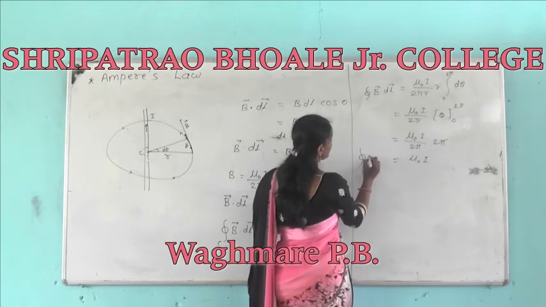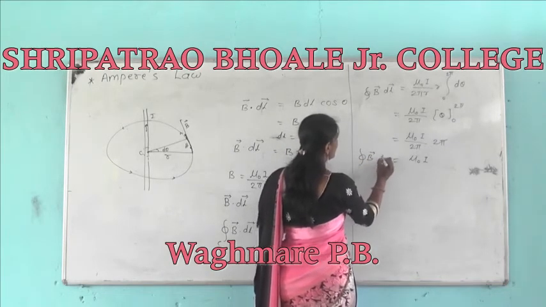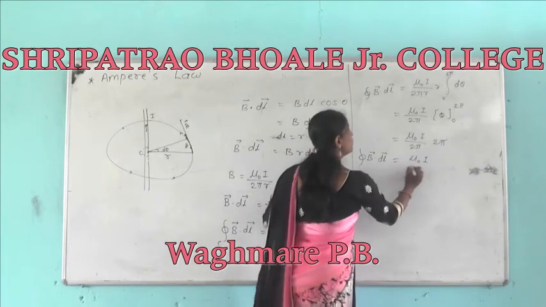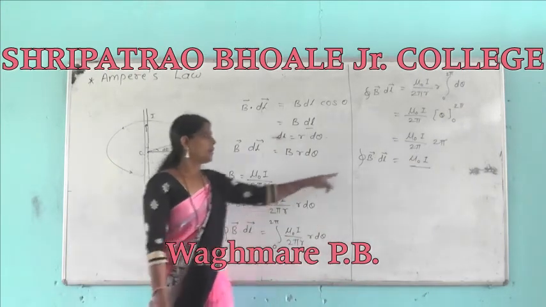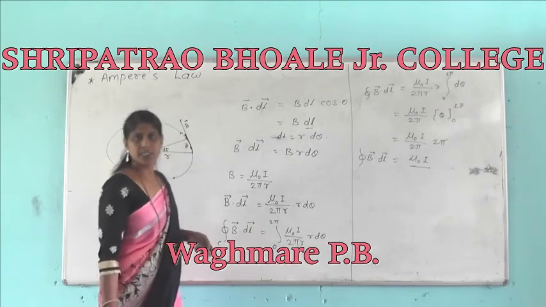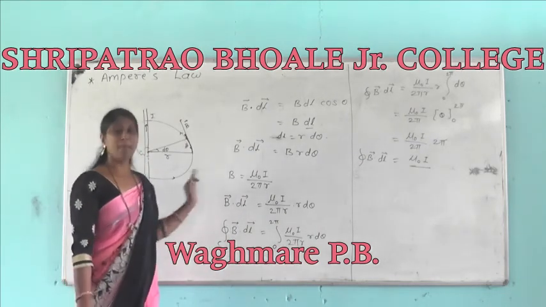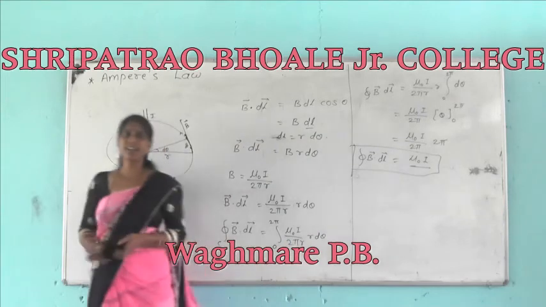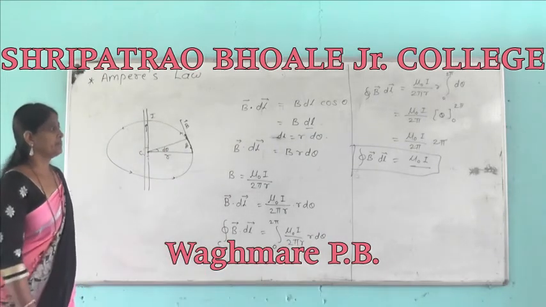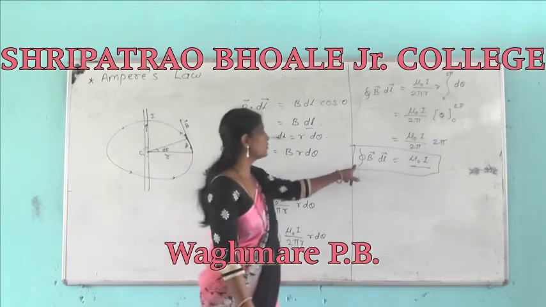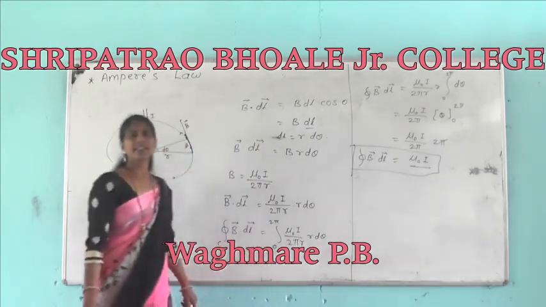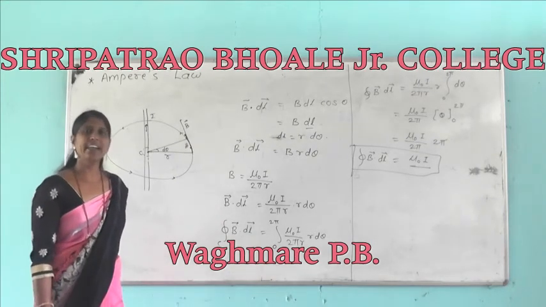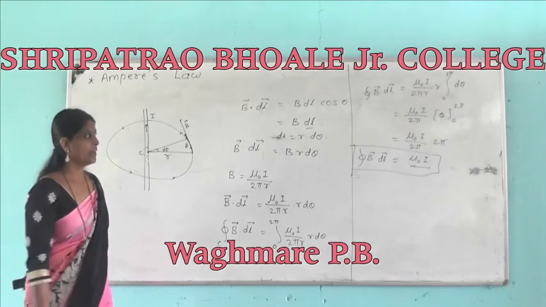That is, the integration over a closed loop of the magnetic field, B into dl, is equal to mu naught times I. Therefore, we have proved Ampere's law, and this is Ampere's law: taking the integration over a closed loop, the magnetic field is equal to mu naught times the total current. Here I is the total current enclosed by that loop.